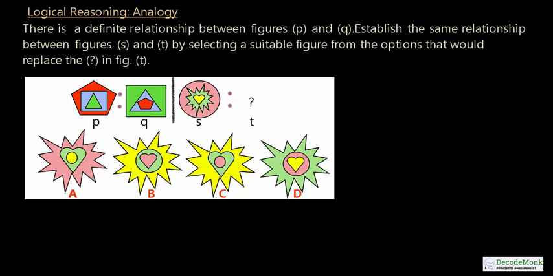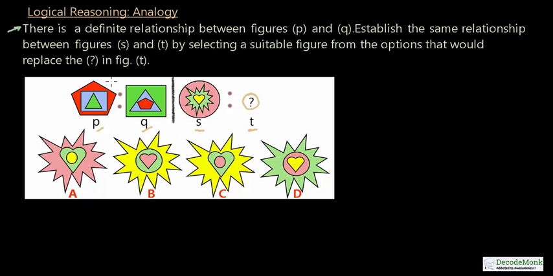Hello friends, this question is related to analogy portion of logical reasoning. The question reads, there is a definite relationship between figures P and Q. These are the two figures P and Q. Establish the same relationship between figures S and T by selecting a suitable figure from the options that would replace this particular question mark in figure T.